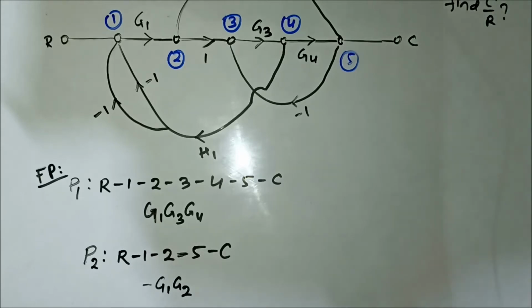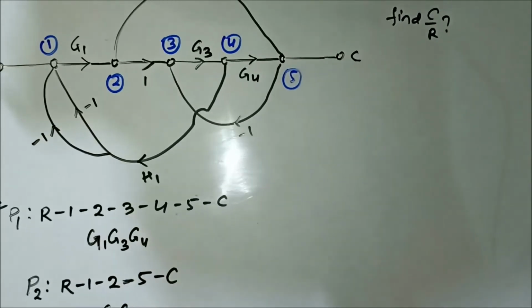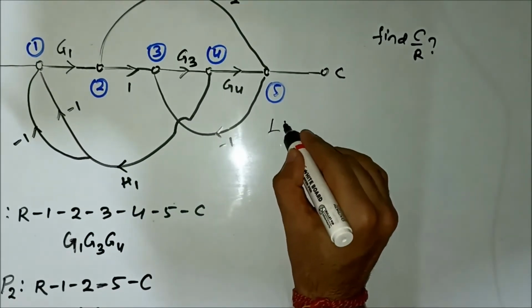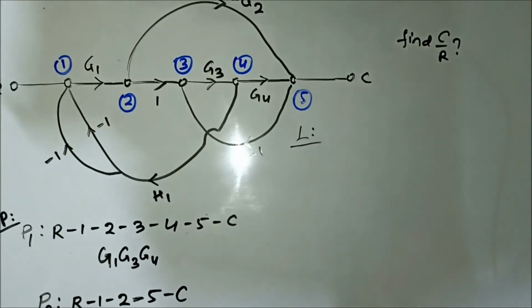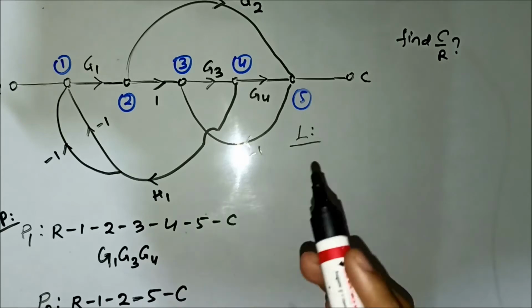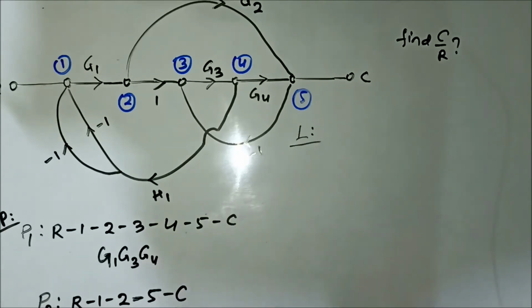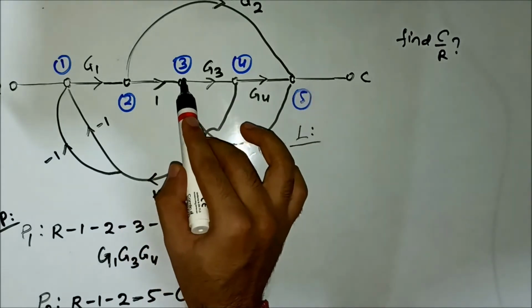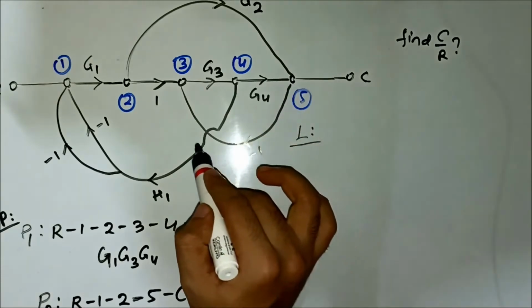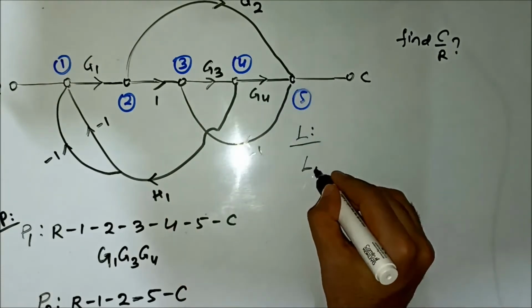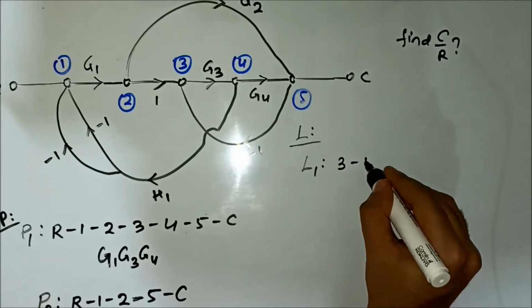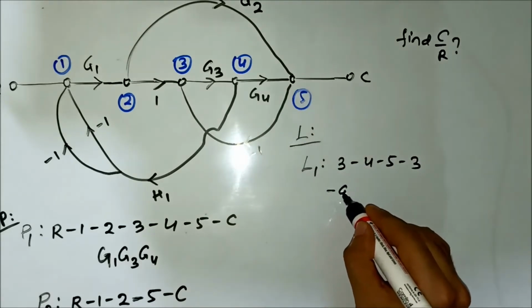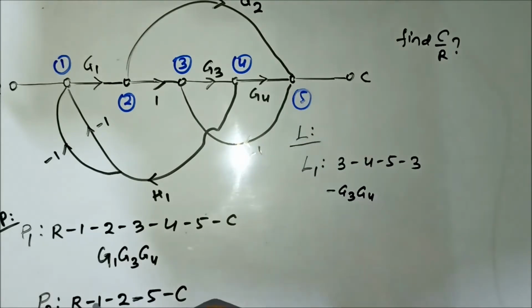Now the loops. So the two forward paths we have determined. Loops are basically paths which start and end at the same node. One of the loops is 3, 4, 5, and again back to 3. Loop L1 is 3, 4, 5, 3, and the gain is minus G3, G4.